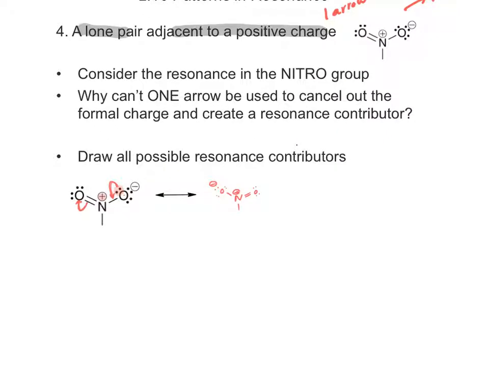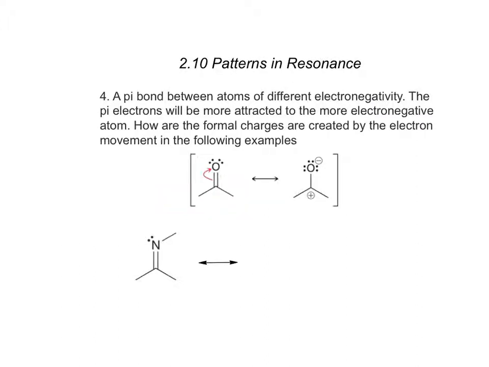It's not super important, that's why I didn't really mention it in class, but just so that you know. The third edition does not talk about the nitro group, so we're going to be fine by skipping that slide. Okay, so the fourth pattern is when you have a pi bond between 2 atoms of very different electronegativities.